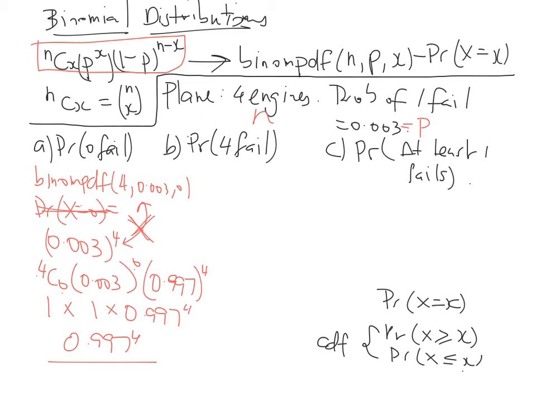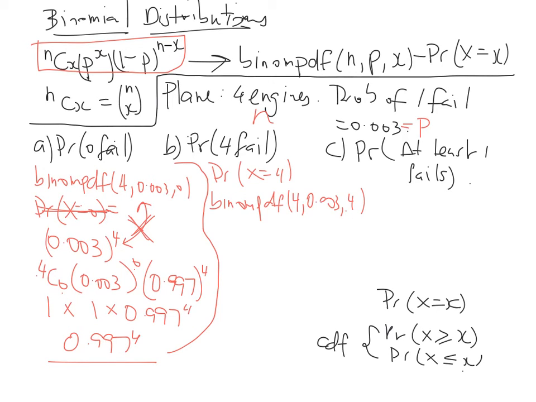The probability of all of them failing, we'd have the same thing. So we'd have Pr(X = 4). And from there we do the same thing as binom PDF, n equals 4, p equals 0.003, and our value of x equals 4, because we want to know what the probability of all of them failing is.